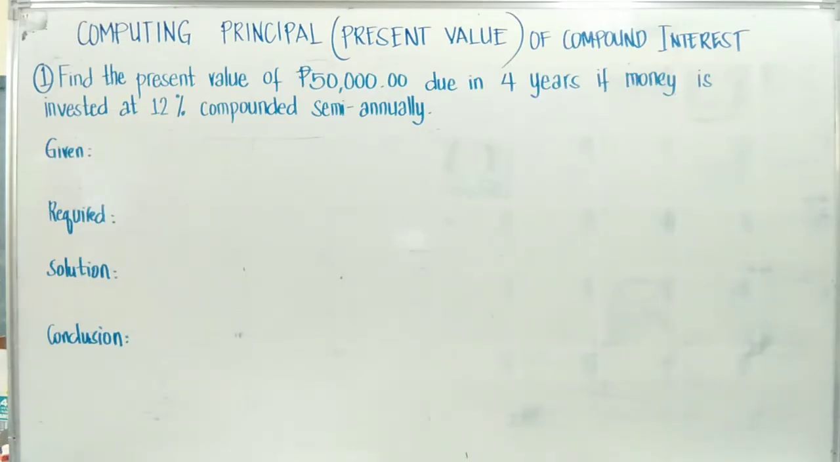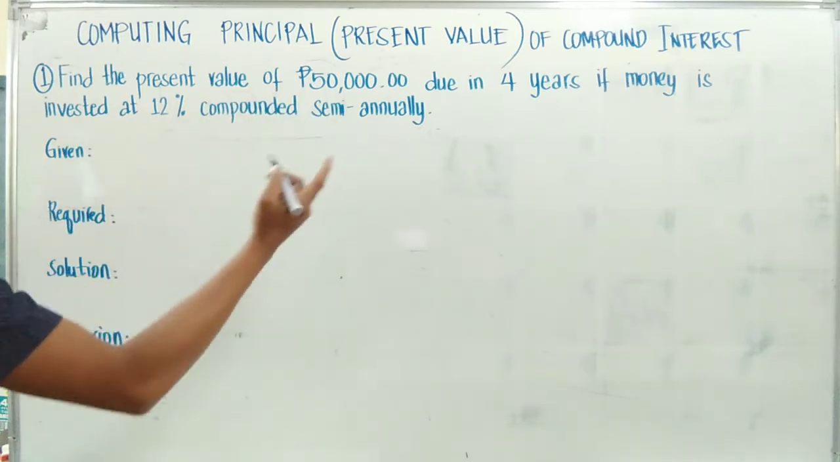Okay, on the board we have here your situation. Find the present value of 50,000 due in 4 years if money is invested at 12% compounded semi-annually. So first, let us identify the given, then the required, then the solution of how we can solve the problem, and let's define the conclusion, or let's answer the question of the problem. So first, let us proceed to your given.